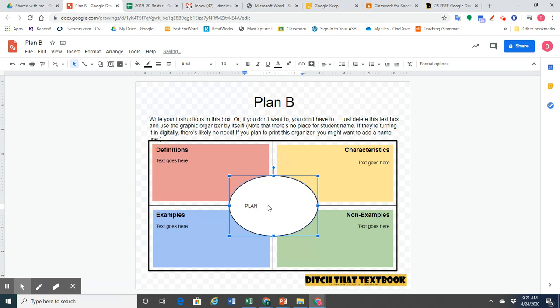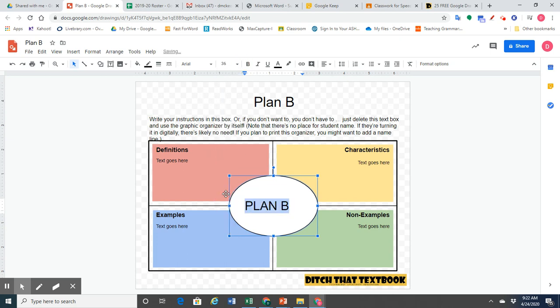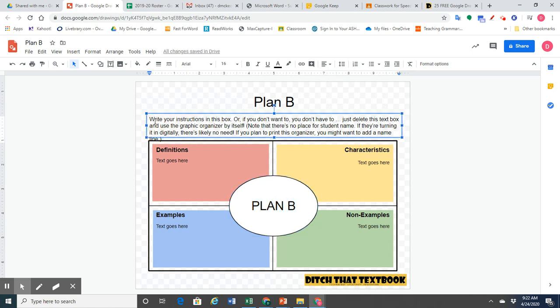I want it to be all caps, PLAN B, and I want it to be big since that is the expression or the phrase that we're working on. That's too big, just a little bit smaller. Here we go. So this is teaching us both what Plan B means and also how to complete one of these graphic organizers. Okay, so here we're going to write the definition.